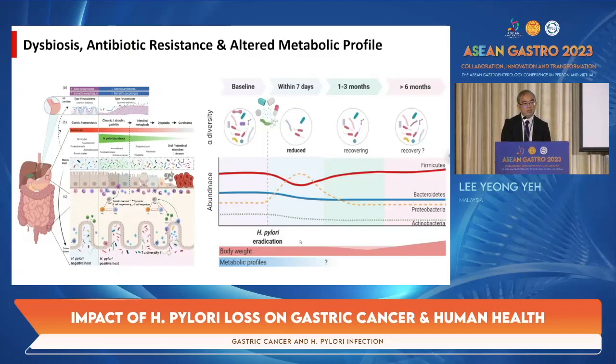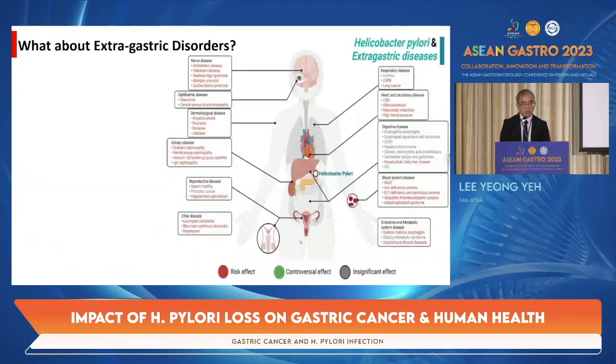So obviously, the relationship between these three conditions, dysbiosis, resistance, and altered metabolic profile, can be highly complex and definitely requires further studies. Now, the bigger question really is what would be the impact of loss of Helicobacter pylori on extragastric disorders. And this diagram shows the different types of extragastric disorders that can be associated with Helicobacter pylori. Now, not all of them have a risk. Some of them would have a controversial effect, like what I have shown you from the earlier section. Asthma is definitely controversial. There are also certain conditions that have insignificant effects.